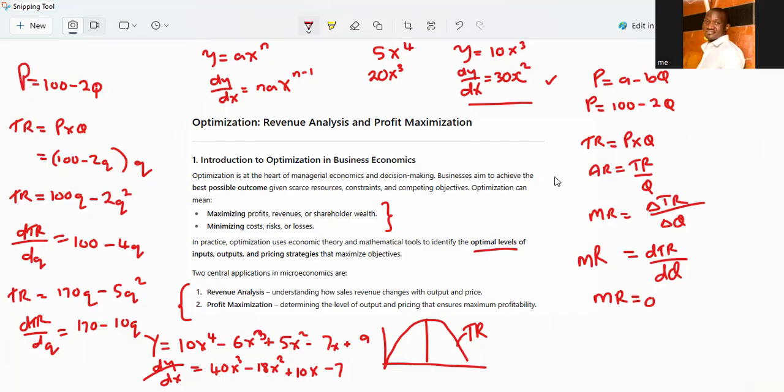Of course, you need to understand that when you differentiate total revenue, the name changes to marginal revenue. When you differentiate total cost, the T just becomes an M. We're going to have marginal cost. Okay. Total profit will be marginal profit.